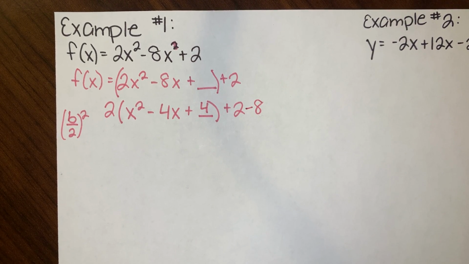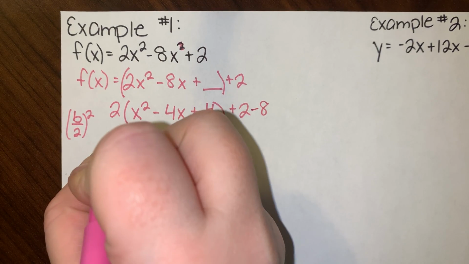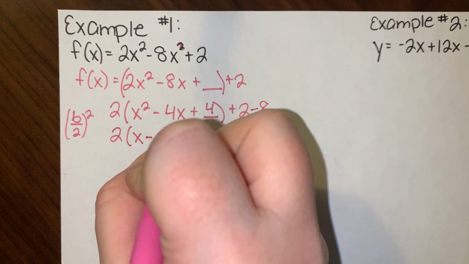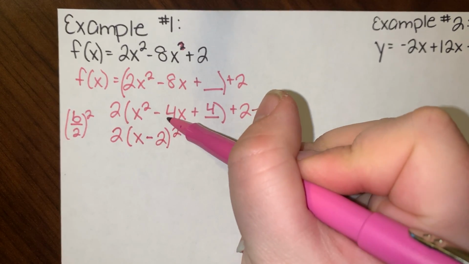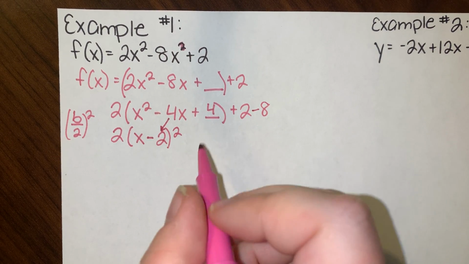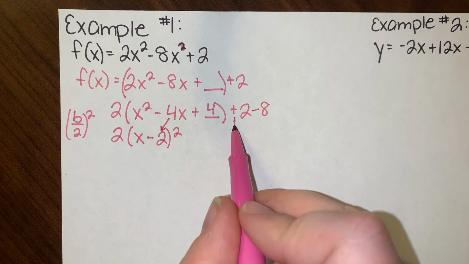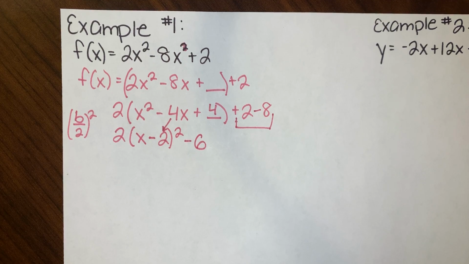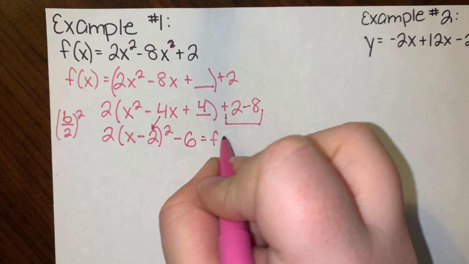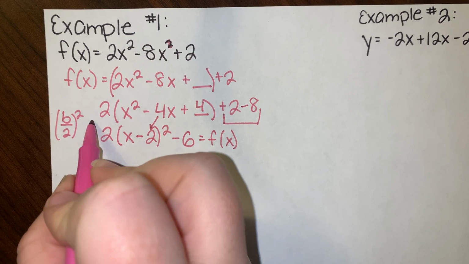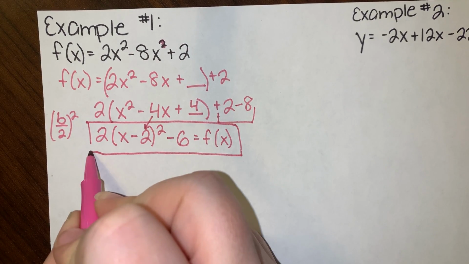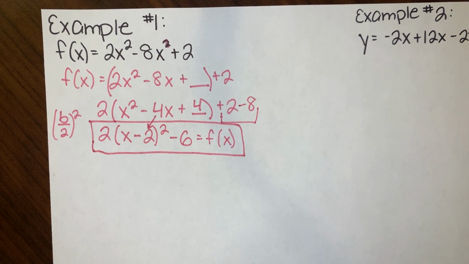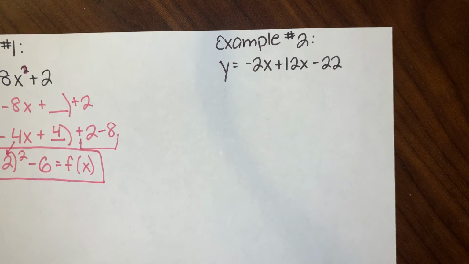Now that I have a perfect square inside these parentheses, I can rewrite it as 2 times x minus 2 squared. Remember, this value is always just b divided by 2. I wrote that part, and now I just have to simplify. 2 minus 8 is -6. So that's the shortcut way to rewrite from standard to vertex when a is not 1. Of course, you can always write f of x on the other side. It does not matter.